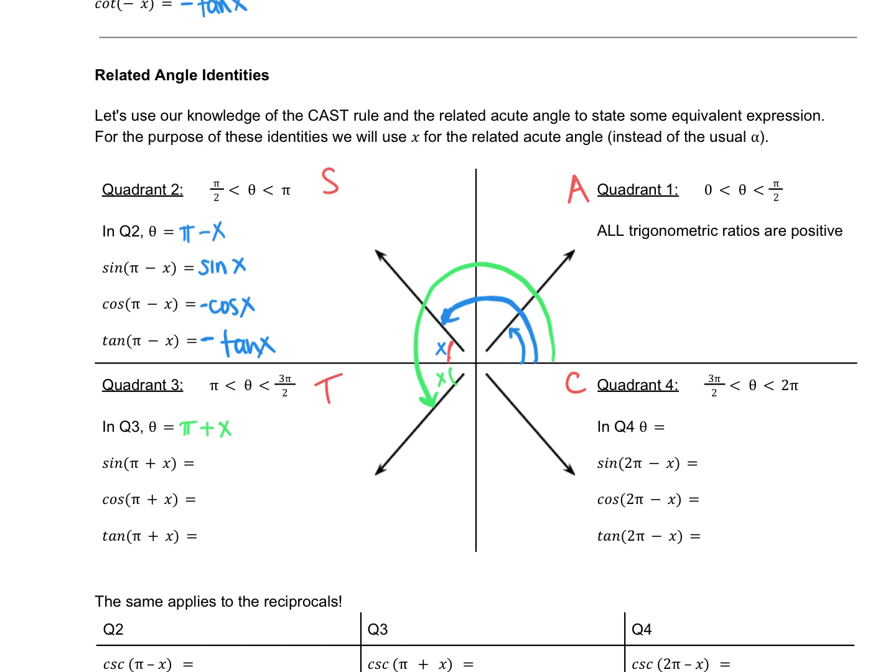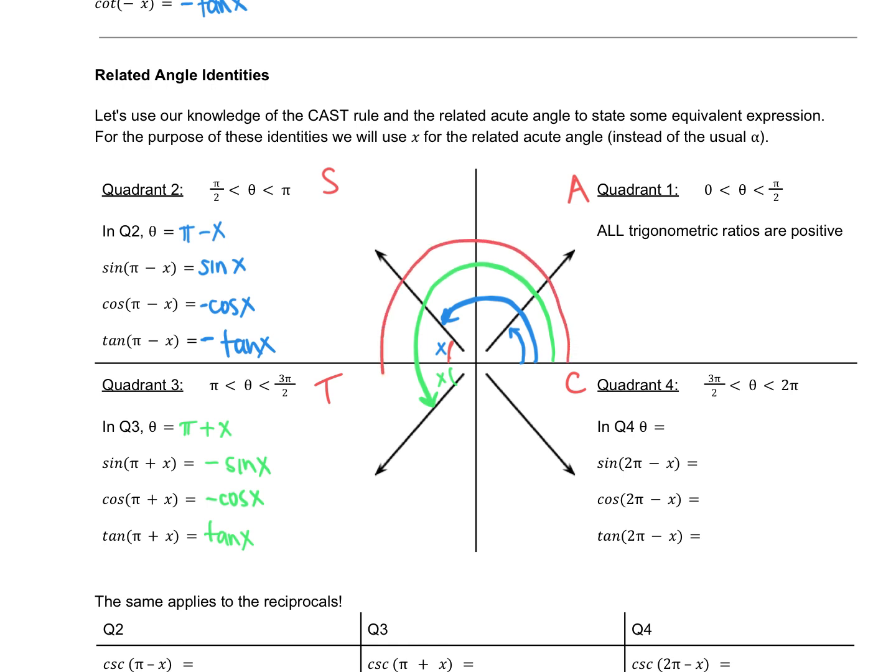ratio overall. So sine of pi plus x will be the same as the sine x ratio from quadrant 1, but negative. Same for cos, the negative version. Whereas for tan, the ratio in quadrant 3 will be copy-paste to quadrant 1, including that positive sign.